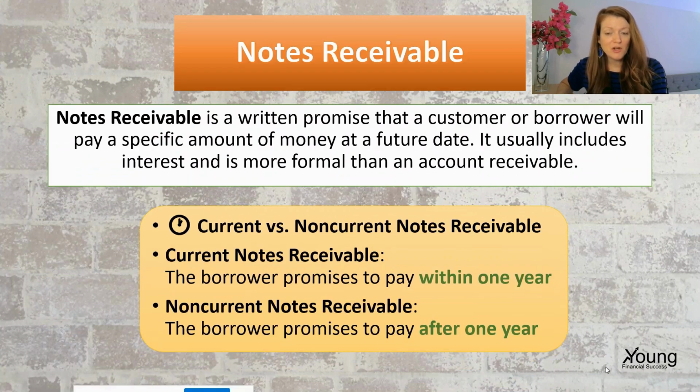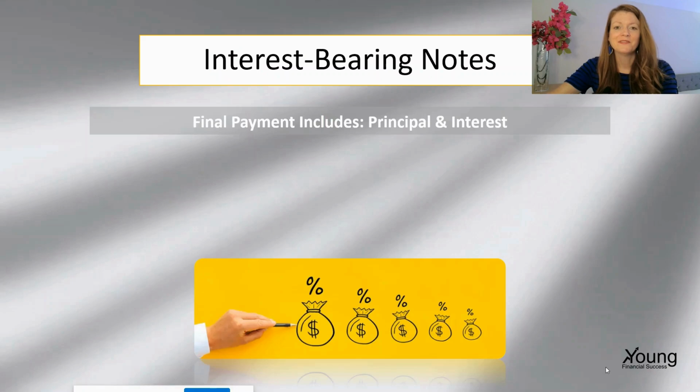So some of them can be current, and a lot of times they're non-current notes receivable. So in order to be current, it would be due within 1 year, and for it to be non-current, it would be due after a year. Shocker, right? So interest-bearing notes.